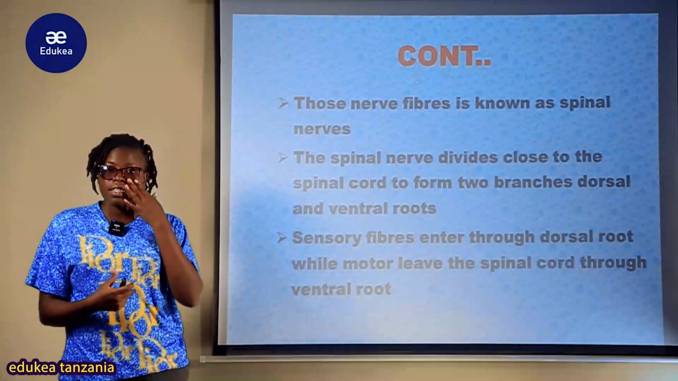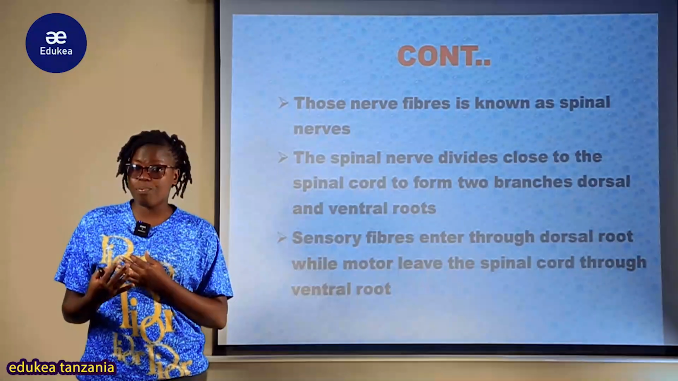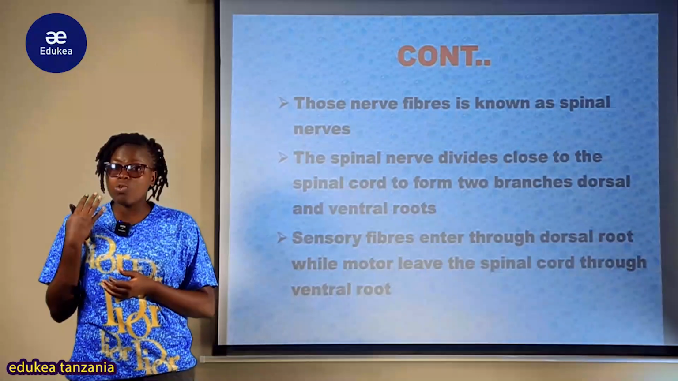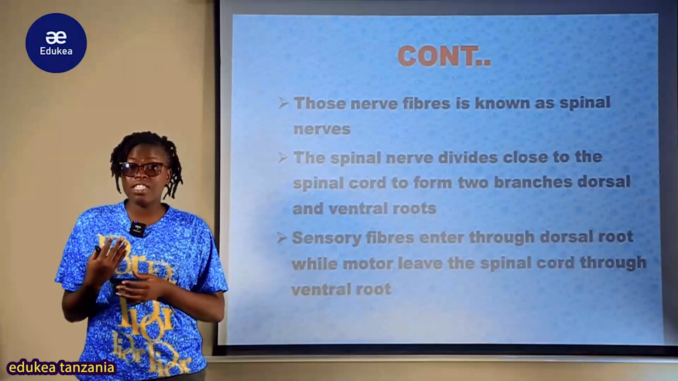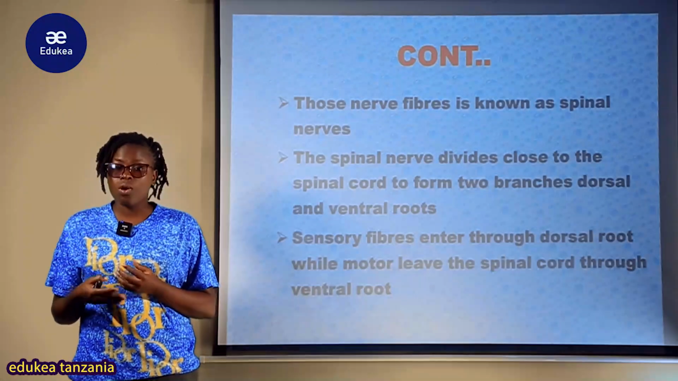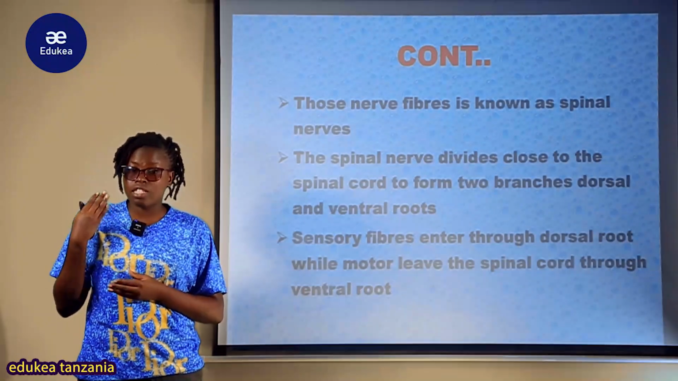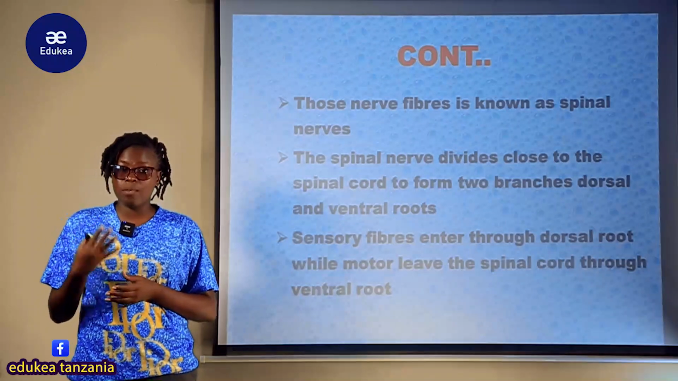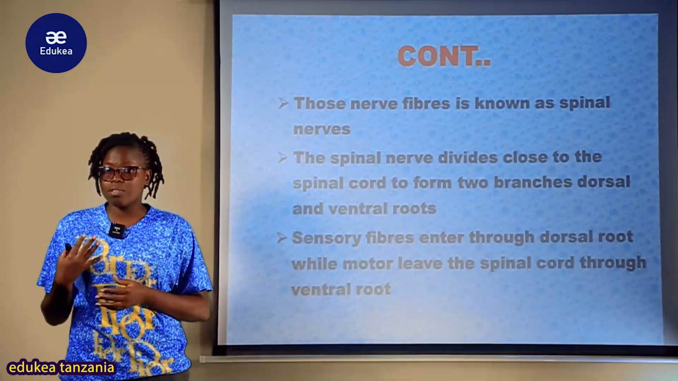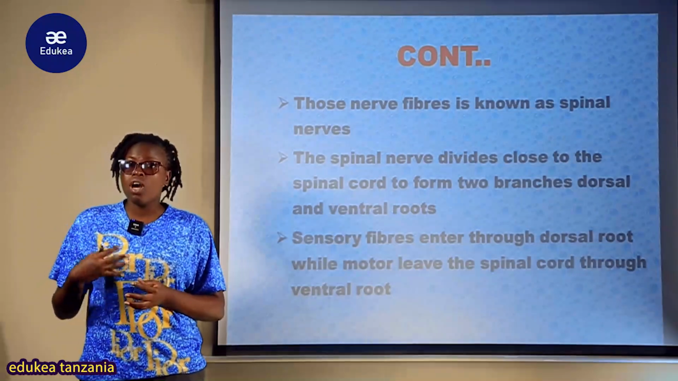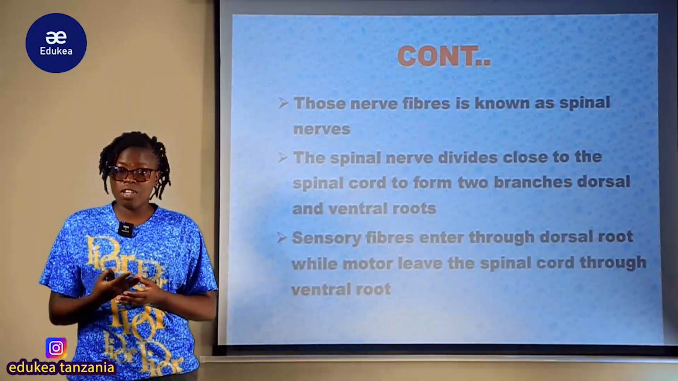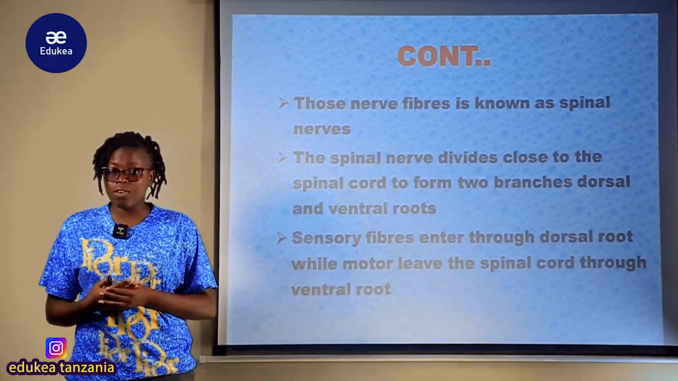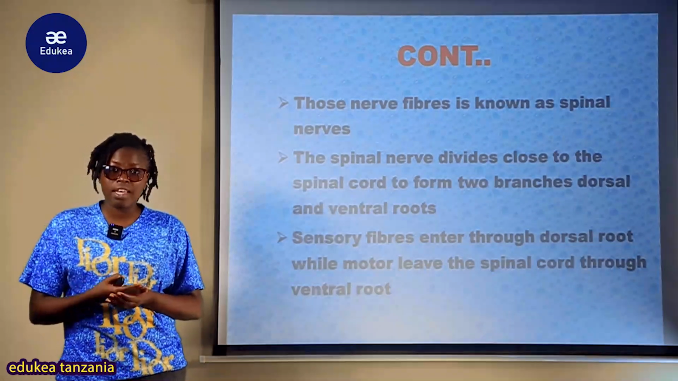Tunaangalia kwamba sensory neurons zenyewe ndizo ambazo zinakuwa zina collect impulses na kuweza kuzipeleka katika central nervous system kwa ajili ya interpretation. Kwa hiyo they tend to enter into the spinal cord to the dorsal root. Lakini the motor ambazo zenyewe zinakuwa zina carry out the transmitted information, interpreted information from the central nervous system ambayo ni brain to the effectors organs zenyewe zinakuwa zina leave through the ventral root.